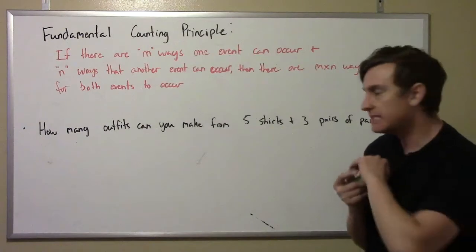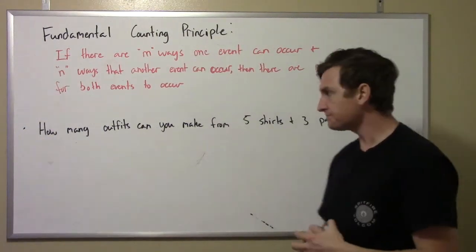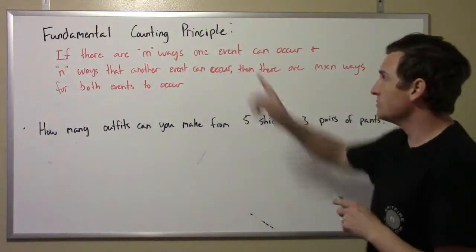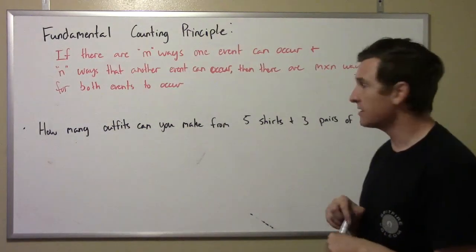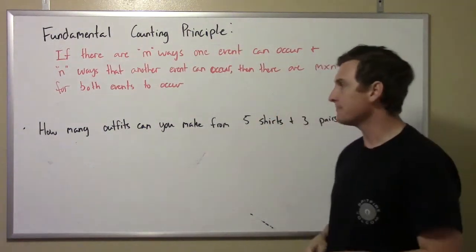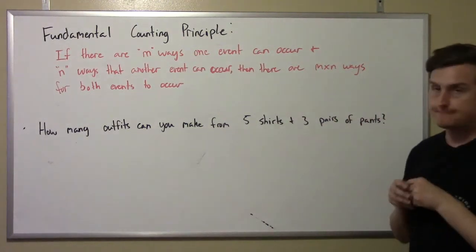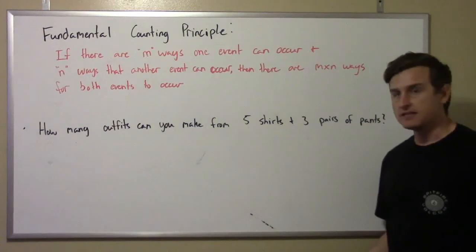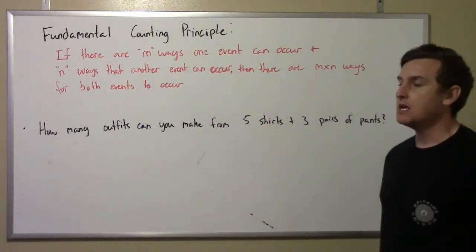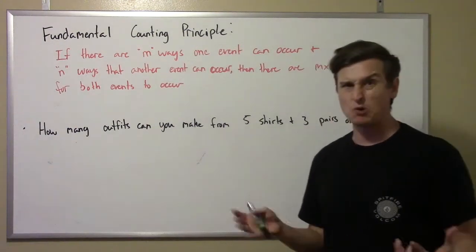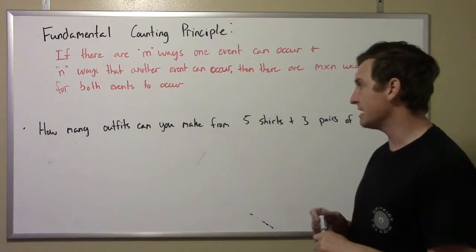So we're going to do a couple examples here, but let's start out with this one. And we're also going to make what's called a tree diagram, which kind of goes along with this. So fundamental counting principle and tree diagrams kind of go together. So how many outfits can you make from 5 shirts and 3 pairs of pants? Well, you might already know the answer to this, and if you do, awesome. I want to show you how to make a tree diagram though, because sometimes situations can get more complicated and it's nice to be able to visualize.